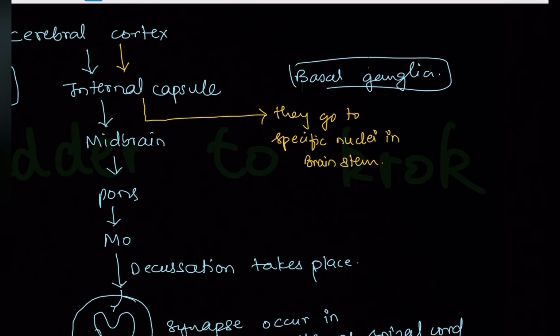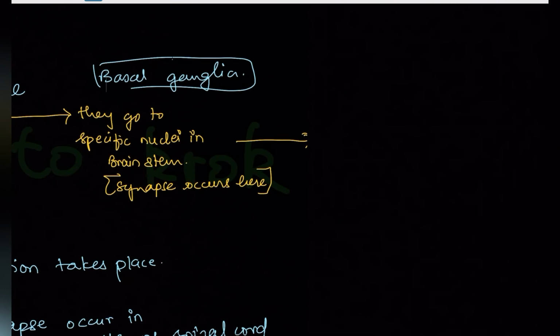Okay. Synapse will be done here. Then from there, the specific cranial nerve will arise. So if it's trigeminal, fifth cranial nerve, then fifth nuclei, depending on whether it's present in the midbrain or in the pons, the function will move accordingly.